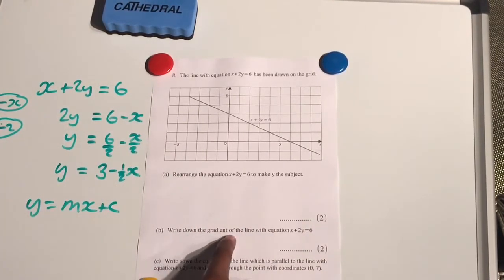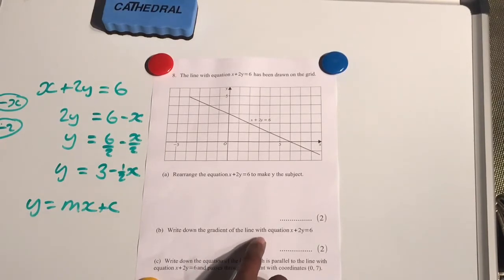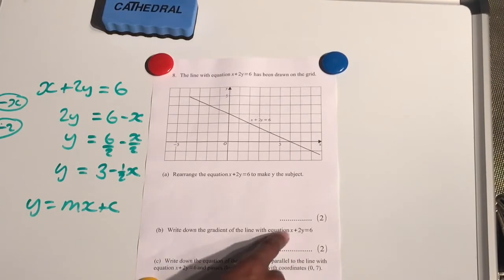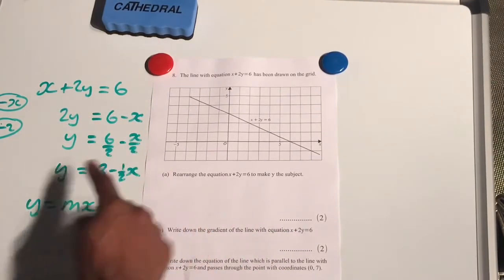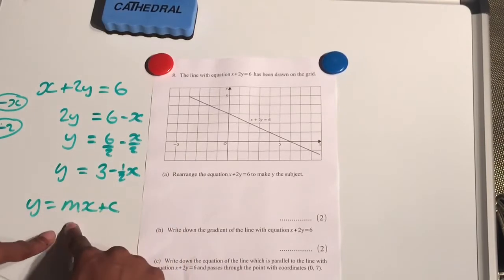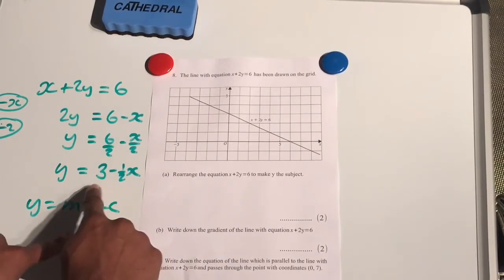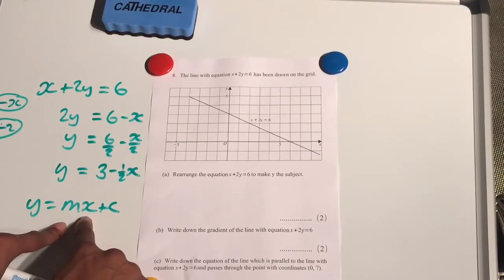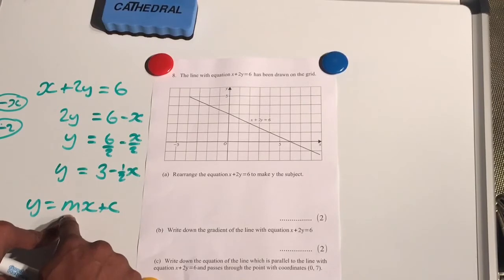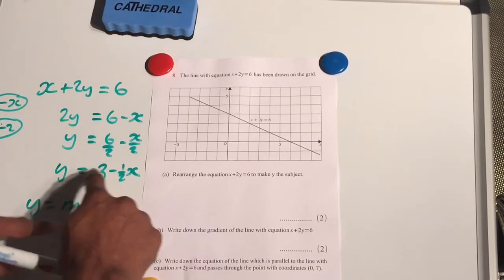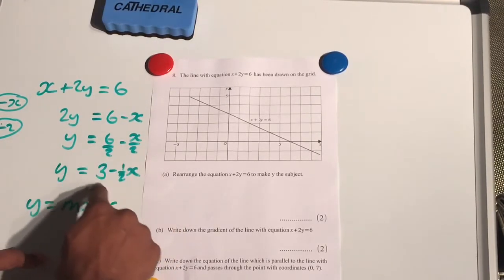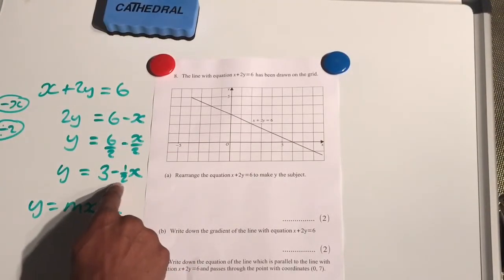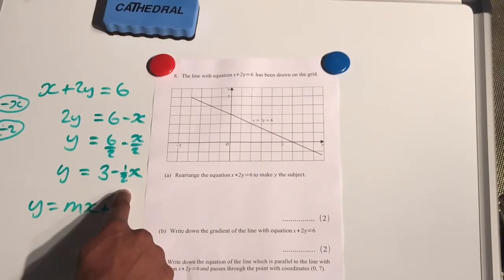Here it says write down the gradient of the line with the equation of this. So I'm going to write down the gradient of this line. Looking at this problem here, I can see that the number in front of my x, the coefficient this is called, is the one that describes the gradient. As long as I've got a y on its own, what I have here is mx plus c. It's just written the other way around. So this negative a half is the gradient that I'm looking for.